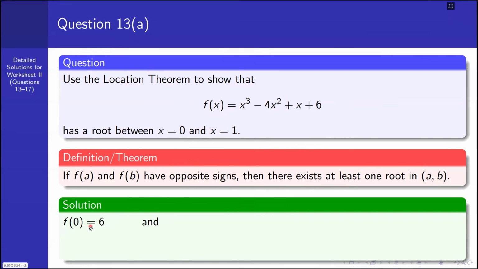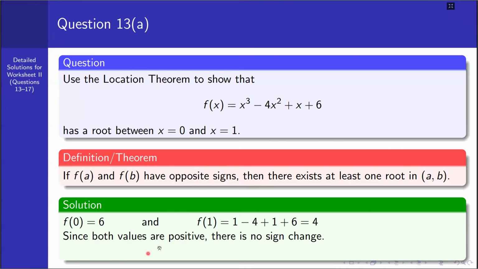Therefore, we know that f of 0 is 6, if you substitute 0 in the place of x here. And f of 1 is equal to 1 minus 4 plus 1 plus 6, which is 4. As we clearly observe here, both f of 0 and f of 1 have the same sign, both are positive, so their product cannot be negative. Therefore, since both are positive, there is no sign change, and the theorem doesn't guarantee a root in 0 to 1.